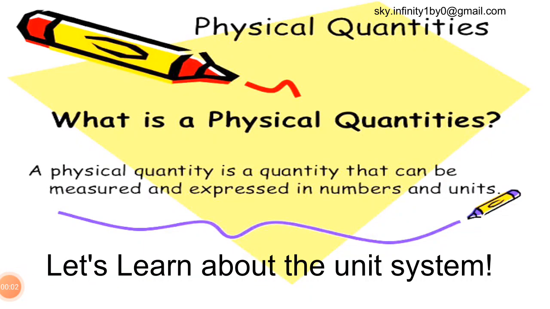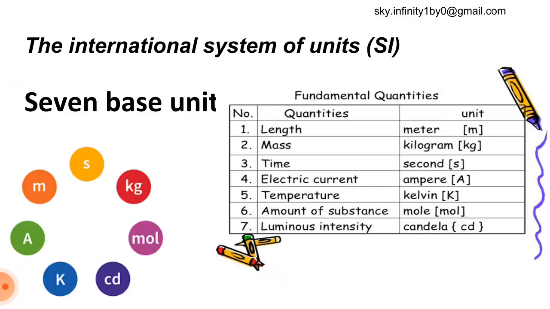Hello everyone, welcome back to yet another session of the basic concepts of chemistry. Today we will look at the various physical quantities. These are the quantities which are expressed and measured in terms of numbers and units. The thing of interest to us is the units. So first we'll look at the unit system.